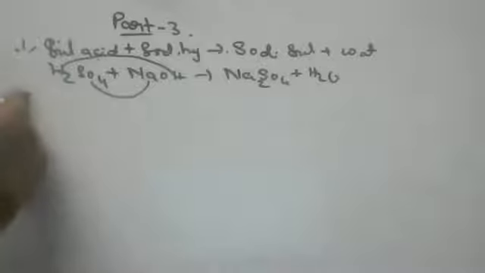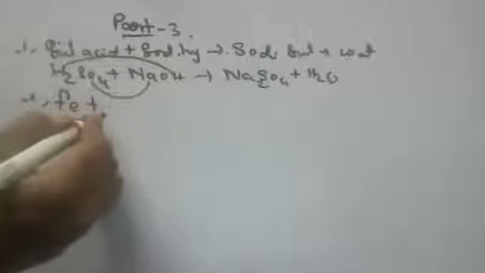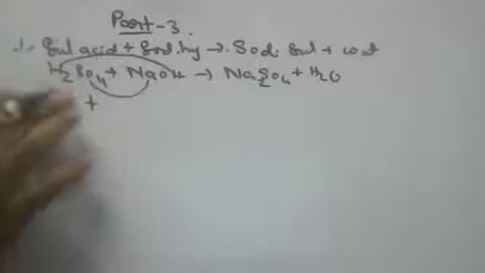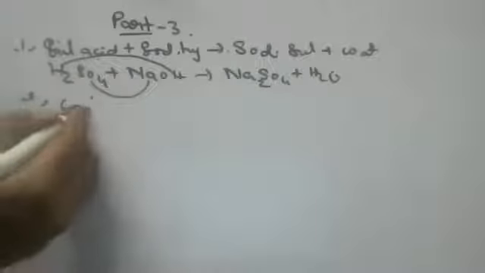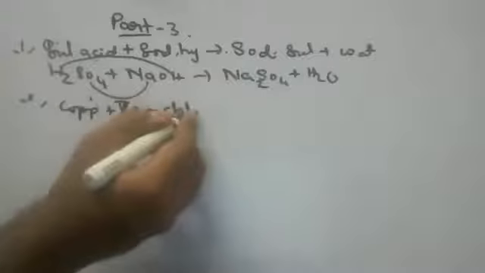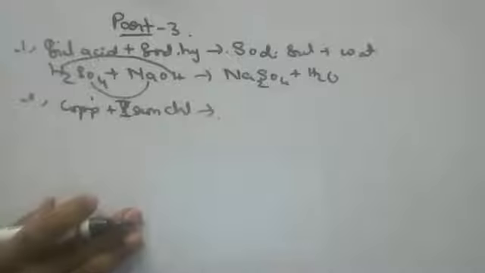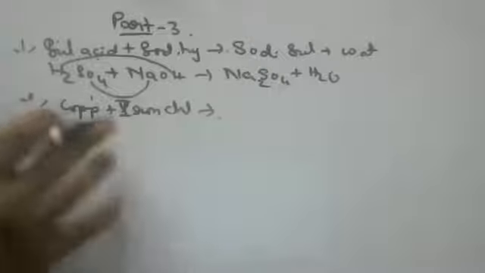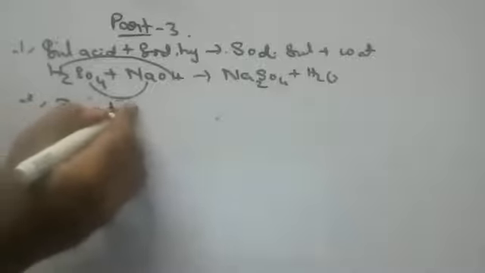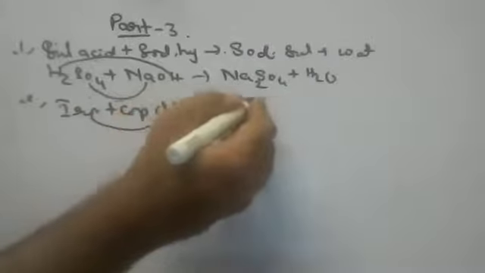Second reaction, iron plus copper chloride. There's not iron chloride, children. That is copper, children. Printing mistake is there. Oh, that is not a printing mistake, children. This question is iron plus copper chloride. Iron plus copper chloride gives iron chloride plus copper.